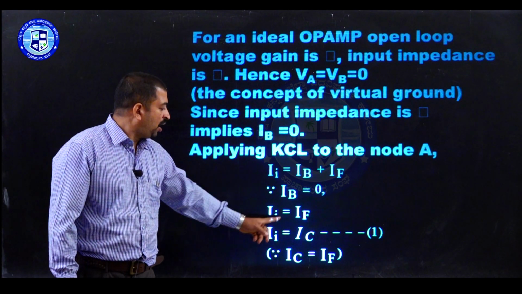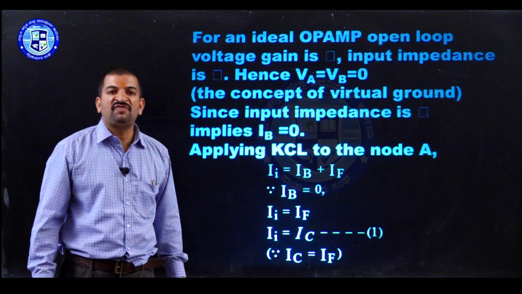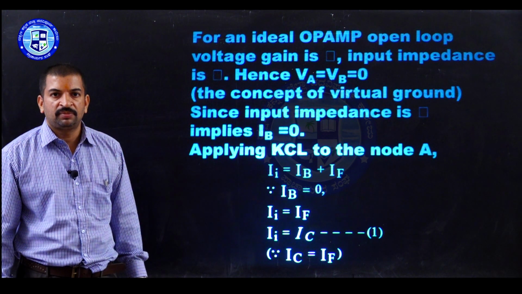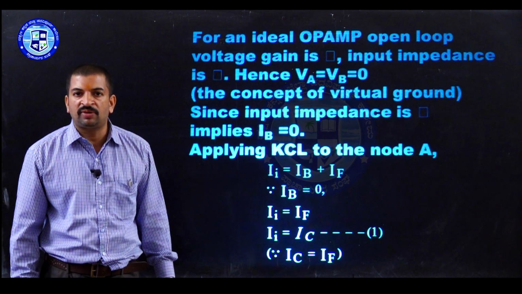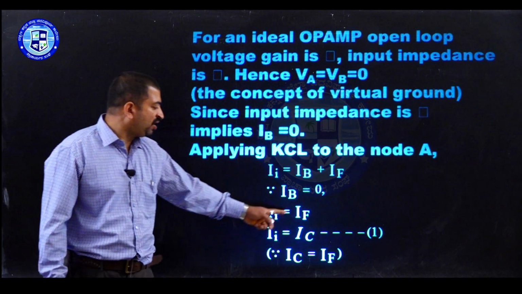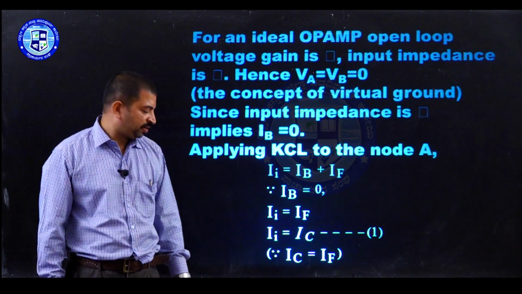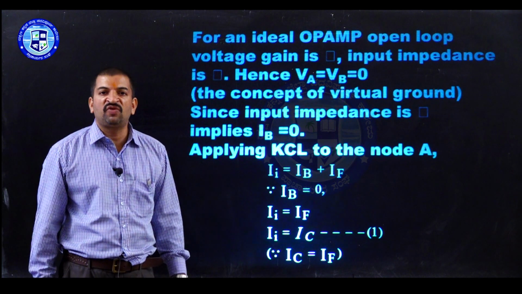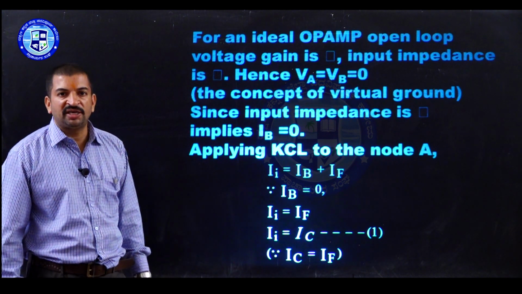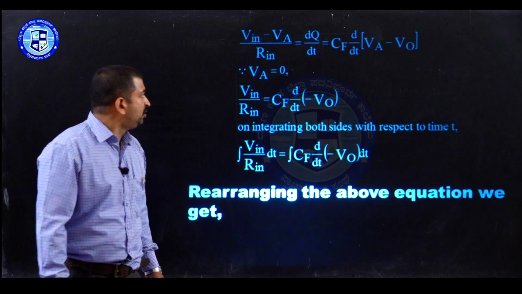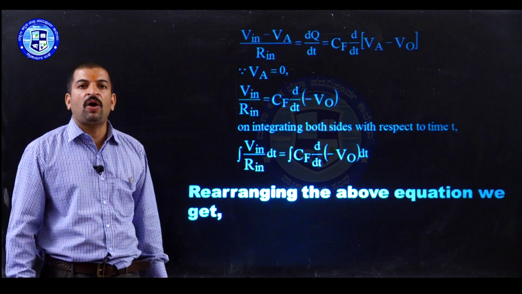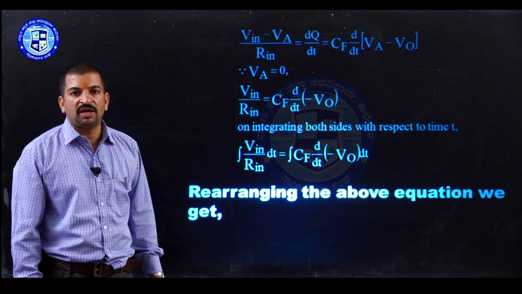Now, IF is nothing but the current flowing through the capacitor, because we have connected a capacitor between the inverting terminal and the output terminal of the op-amp. Therefore, IF can also be written as IC, where IC is the current flowing through the capacitor, or it is nothing but the feedback current. We will now determine the expression for the current flowing through the capacitor.